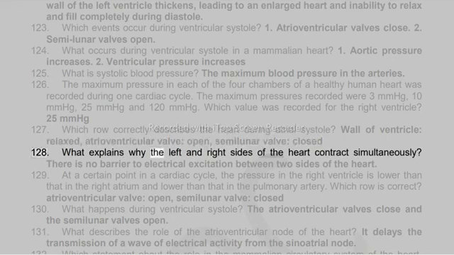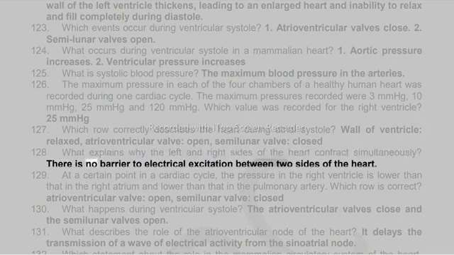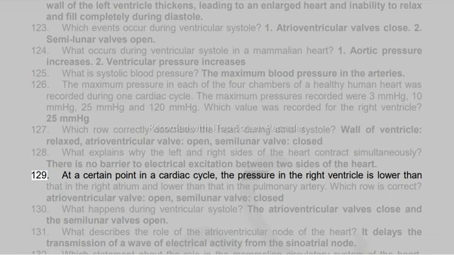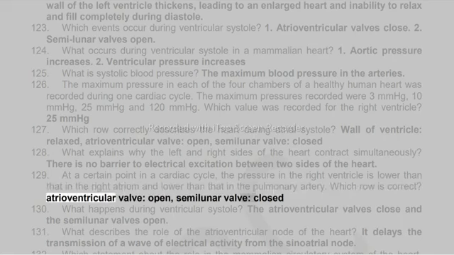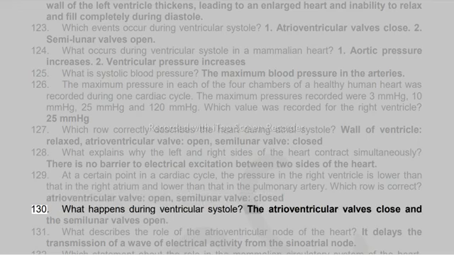128. What explains why the left and right sides of the heart contract simultaneously? There is no barrier to electrical excitation between the 2 sides of the heart. 129. At a certain point in a cardiac cycle, the pressure in the right ventricle is lower than that in the right atrium and lower than that in the pulmonary artery. Which row is correct? Atrioventricular valve, open; semilunar valve, closed.